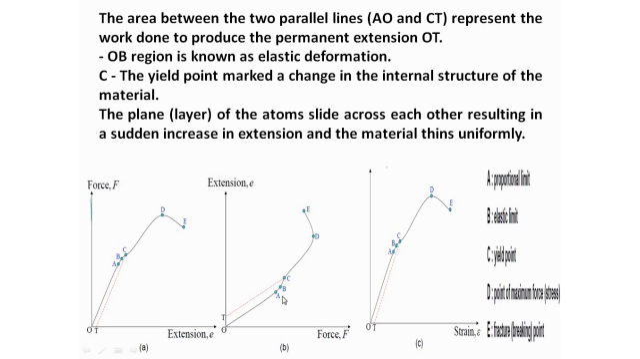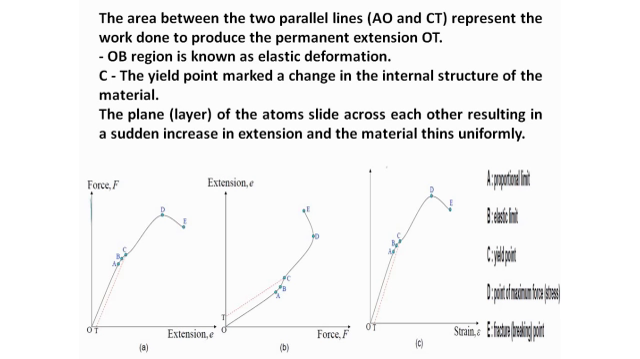What do we mean by OB? OB is the region of elastic deformation. And the point C is the yield point. The yield point marks a change in the internal structure of the material. Upon application of force, after reaching the point C, there is an internal structural change in the material. The layers of atoms of the material slide across each other, resulting in a sudden increase in the extension, and the material thins uniformly.